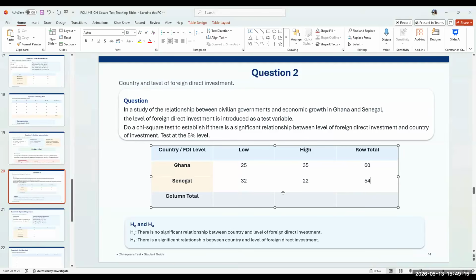54. Okay. Then what is the column total for the low? The low will be 57. 57. And then what is the column total for high? 57. Then in total, what are we going to get?